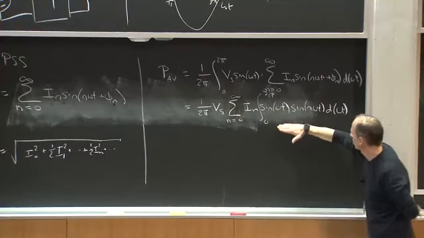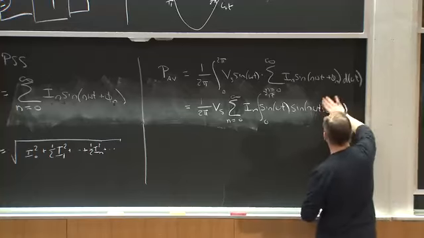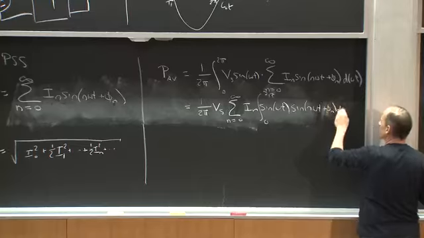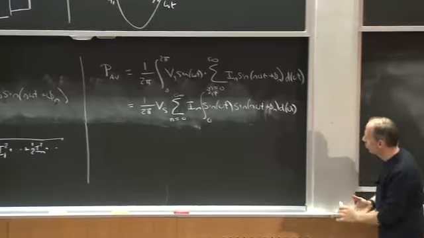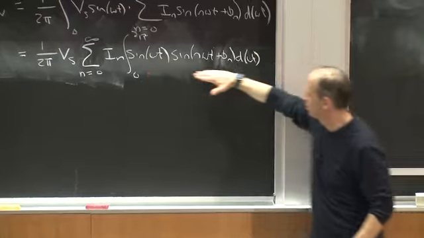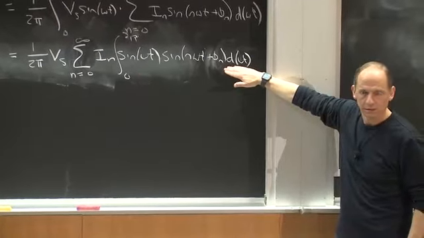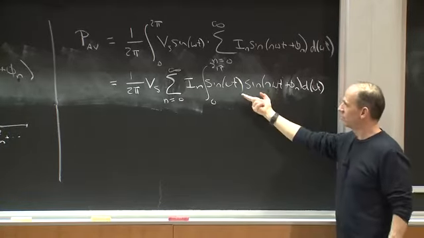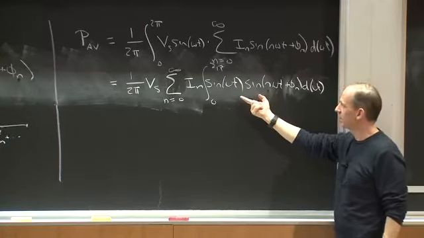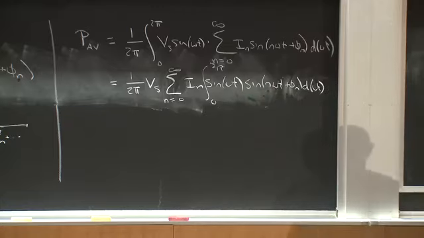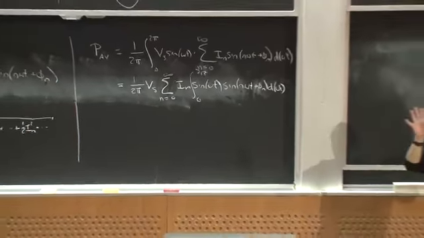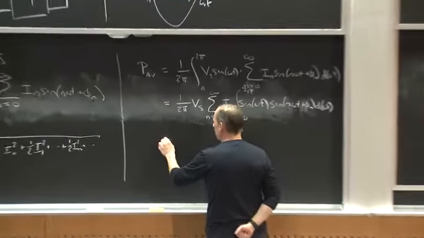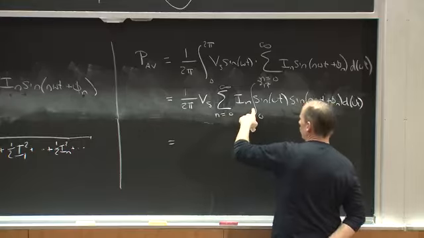Okay? But look at this. This should be sine of n omega t plus phi sub n. What would you tell me about this integral here? Well, if n's not equal to 1, what is this integral? 0, because sinusoids at different frequencies are orthogonal. All right, so I can throw every other term but the n equals 1 term away.